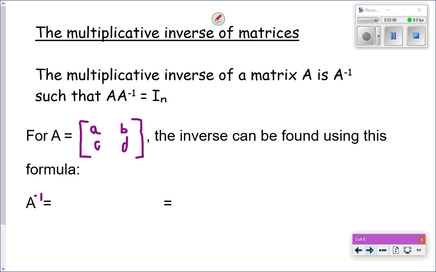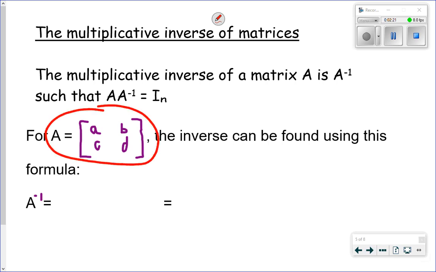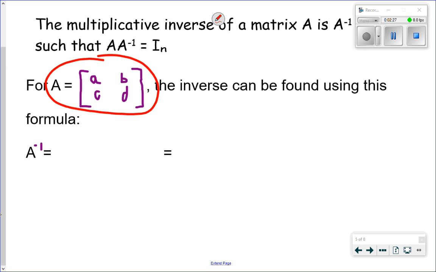Now we're going to apply our knowledge of finding a determinant to find the inverse. So the multiplicative inverse of a matrix A is A to the negative first. That's just the notation. So if we're starting with this matrix here, A equals A, B, C, D, then the inverse can be found like this. So it's going to be 1 over the determinant. So that would be the number that we just learned how to solve in the last slide. And then we need to switch some things around. So D and A switch spots, and then B and C switch signs.